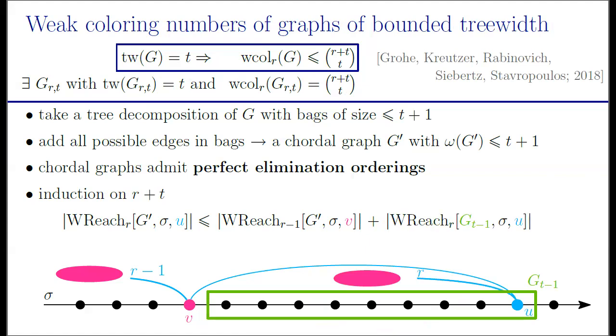Now we still need r steps, but we decreased t. So by induction, we get these bounds: r minus 1 plus t choose t, plus r plus t minus 1 choose t minus 1. This is r plus t choose t. Okay. So this ends the proof of the upper bound.